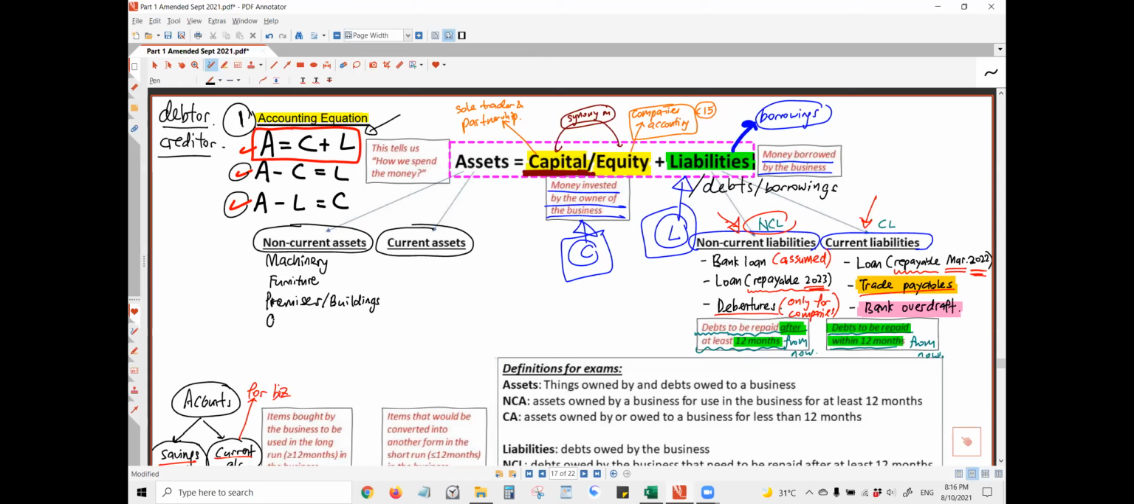You may also have office equipment. Later I will explain what it is. You could also have, let me write down a few more. 1, 2, 3, 4, 5.